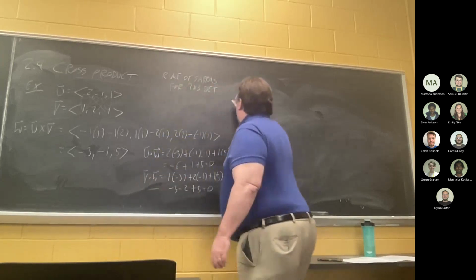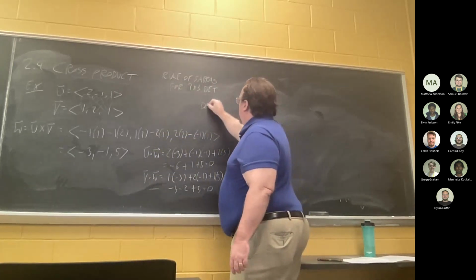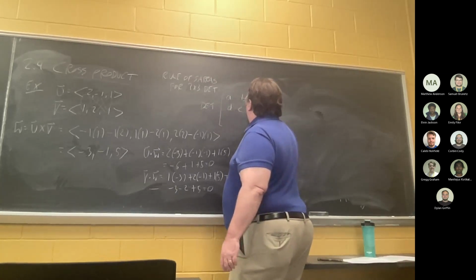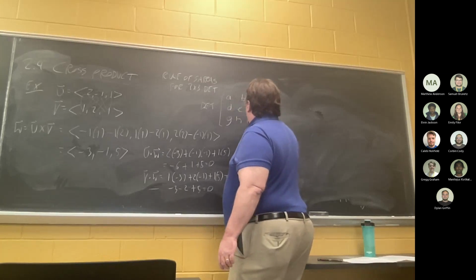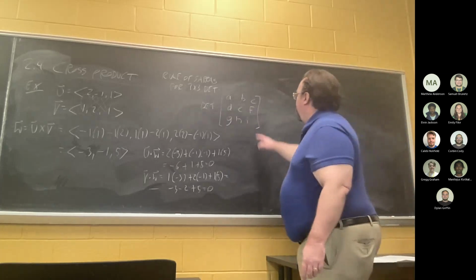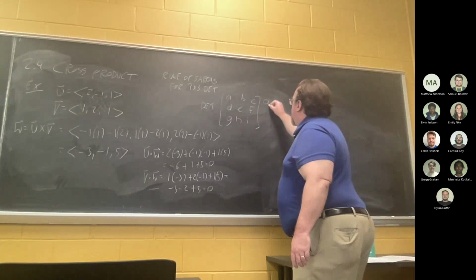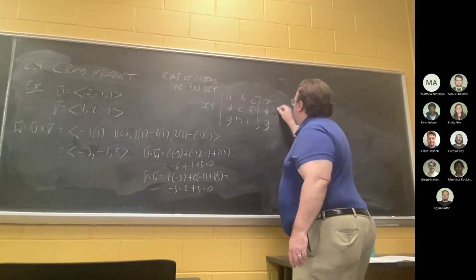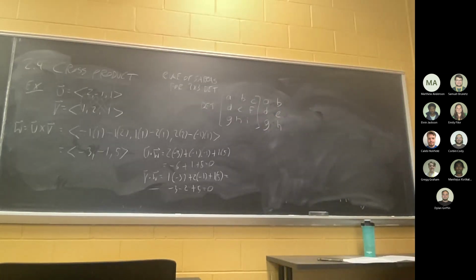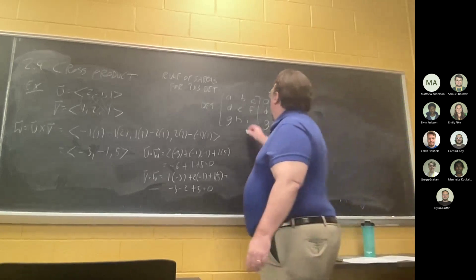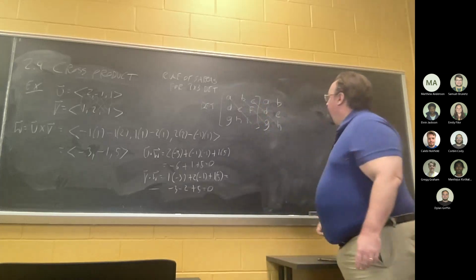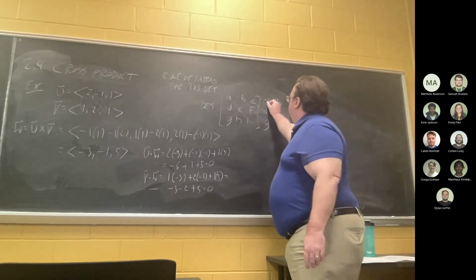I'll write it out for a general 3x3 matrix with entries A, B, C, and so on. This only works in the 3x3 case, unfortunately. What you do is you write out the matrix, and then you repeat the first two columns to the right. Then you draw these three diagonals, and then you draw three diagonals going the other way.